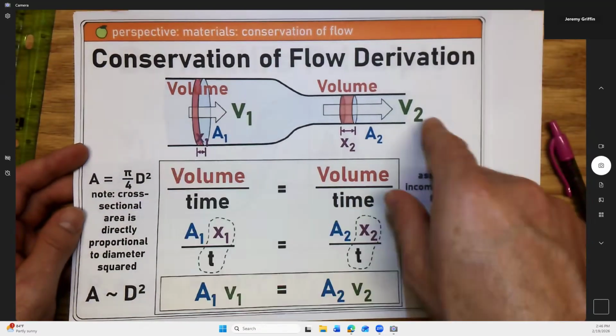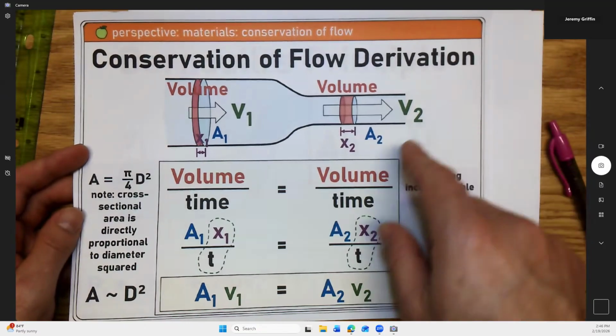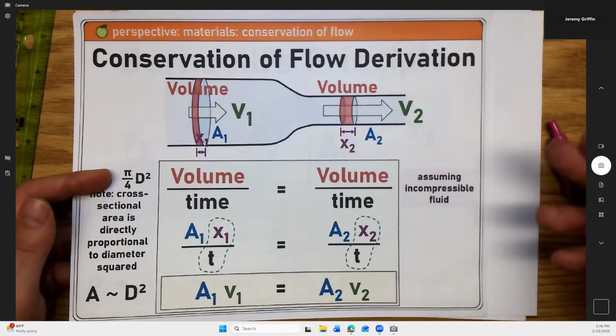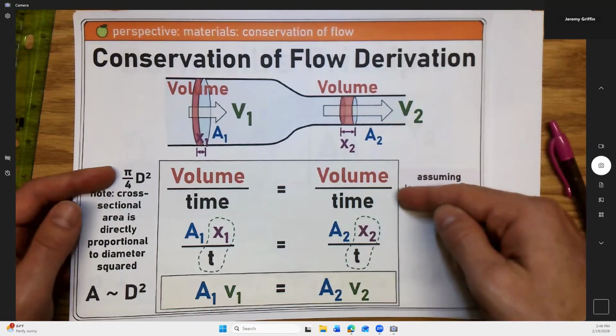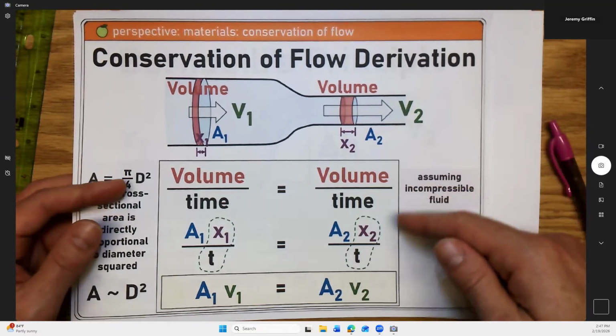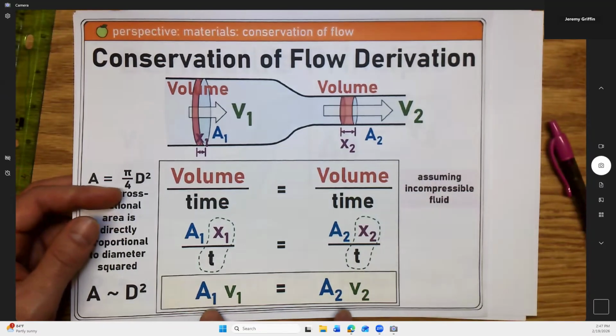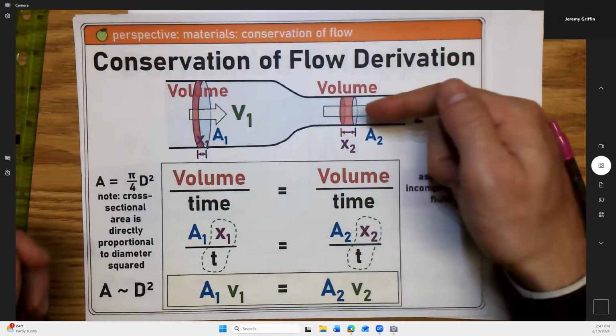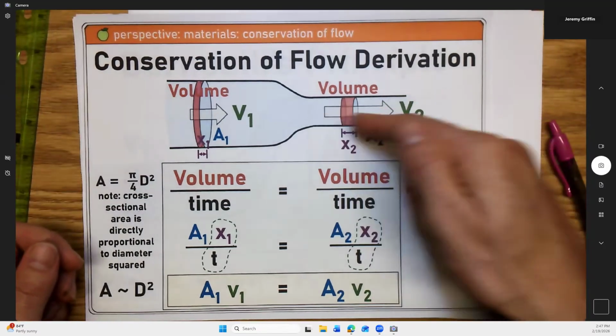If you have water flowing through a pipe system, then what's conserved is the flow rate, so volume per time. You might say gallons per minute, but in this class we're going to use cubic meters per second. You can play around with this a little bit and get cross-sectional area times linear speed. So this cross-sectional area times this linear speed is equal to the smaller cross-sectional area times the faster speed.